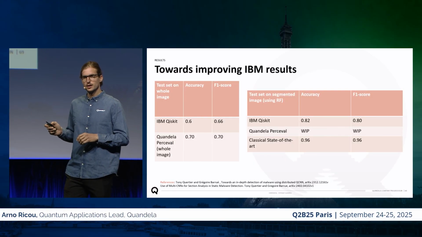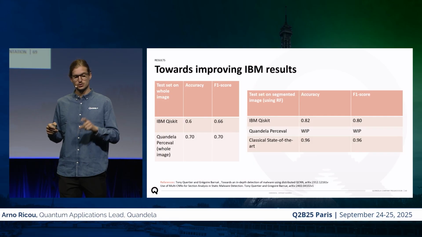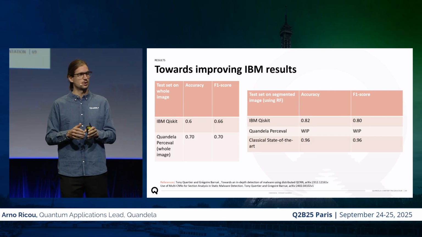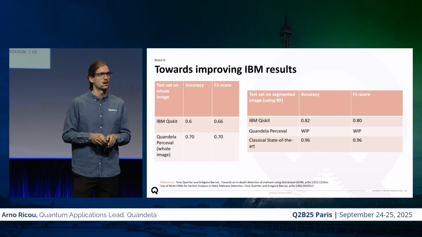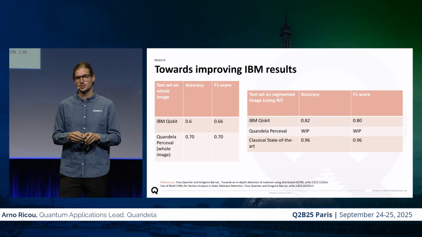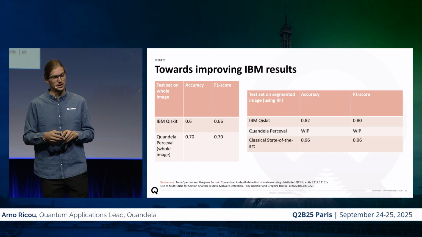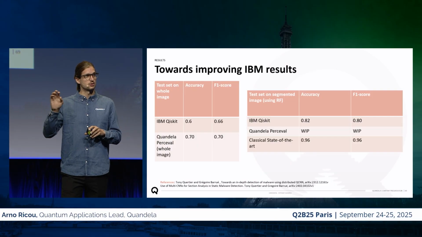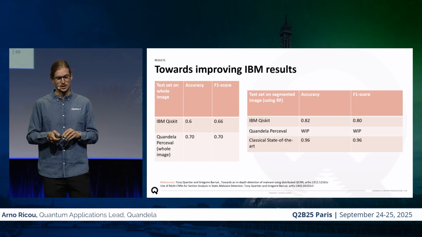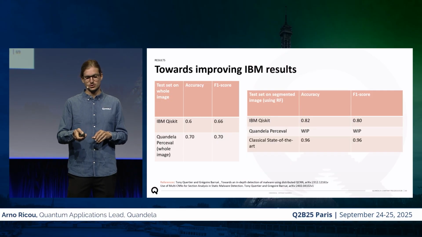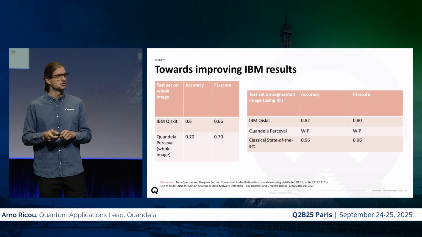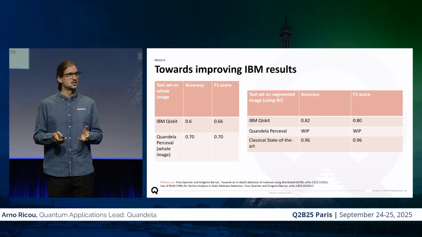And the result Orange had before, using Qiskit from IBM on the whole image, no segmentation, straight on the first image of the malware, is 60% in accuracy on the IBM machine and 66% for the F1 score. With the approach we developed at Quandela, with the photonic quantum circular convolutional neural net, we managed to have 70% accuracy and 70% F1 score using the image as a whole.